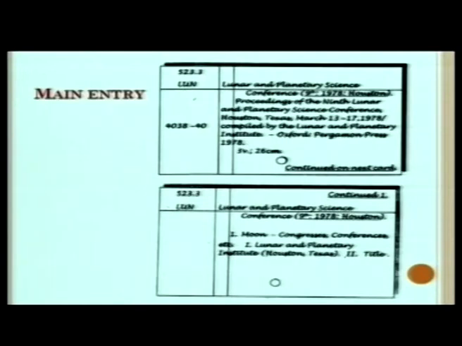So, now let us see how we have to prepare the main entry for this particular title, the proceedings of a conference. Coming to this main entry, as usual we have to write the call number on the top from the extreme left, leaving one space. First the class number, then the book number we have to write. Then the theme of the conference we have to mention, lunar and planetary science. Then the name of the conference, science conference.